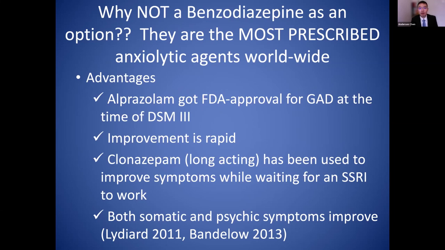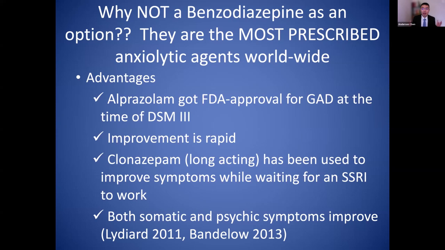So now let's talk about benzodiazepine as an option. It's been talked about a lot. They are the most prescribed anxiolytic agents worldwide. So perhaps a good place to start is, why is it prescribed in the first place? Well, alprazolam got FDA approved for generalized anxiety disorder at the time of DSM-3. Improvement can be rapid. Clonazepam, which is one of the long-acting benzodiazepines, has been used to improve symptoms while waiting for an SSRI to work. And you can see both somatic and psychiatric symptoms improve with the use of a benzodiazepine.